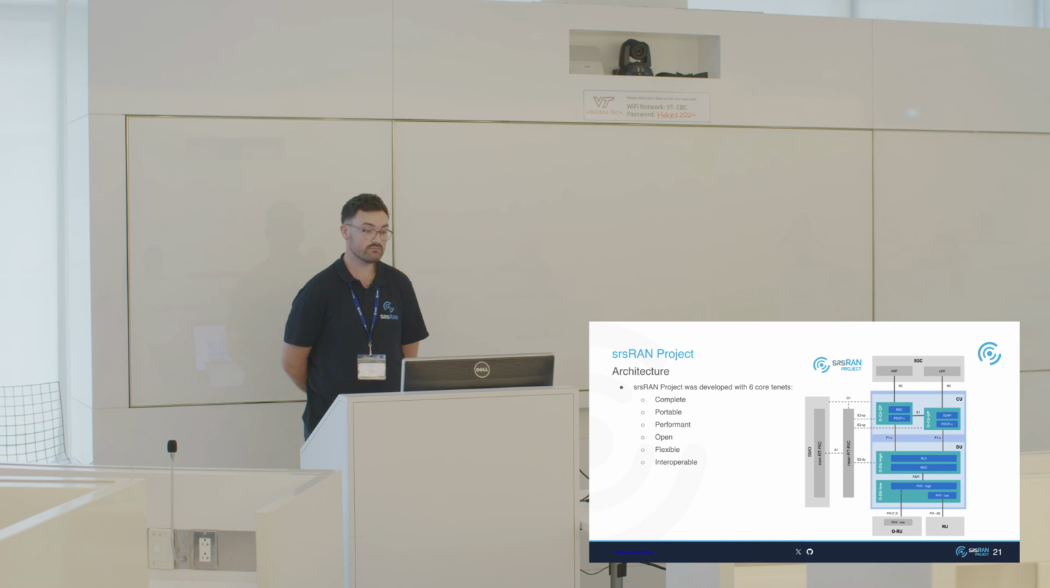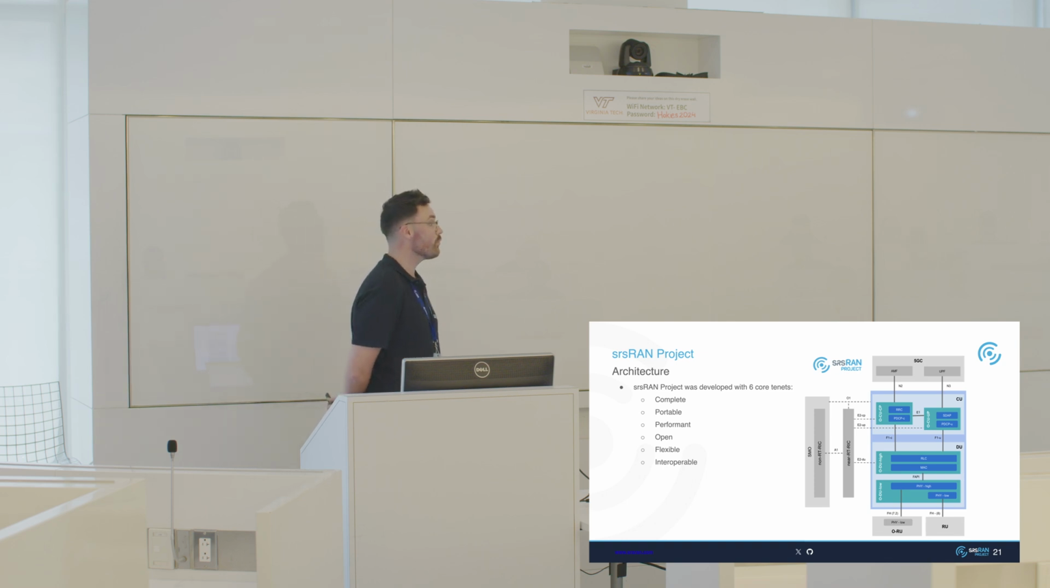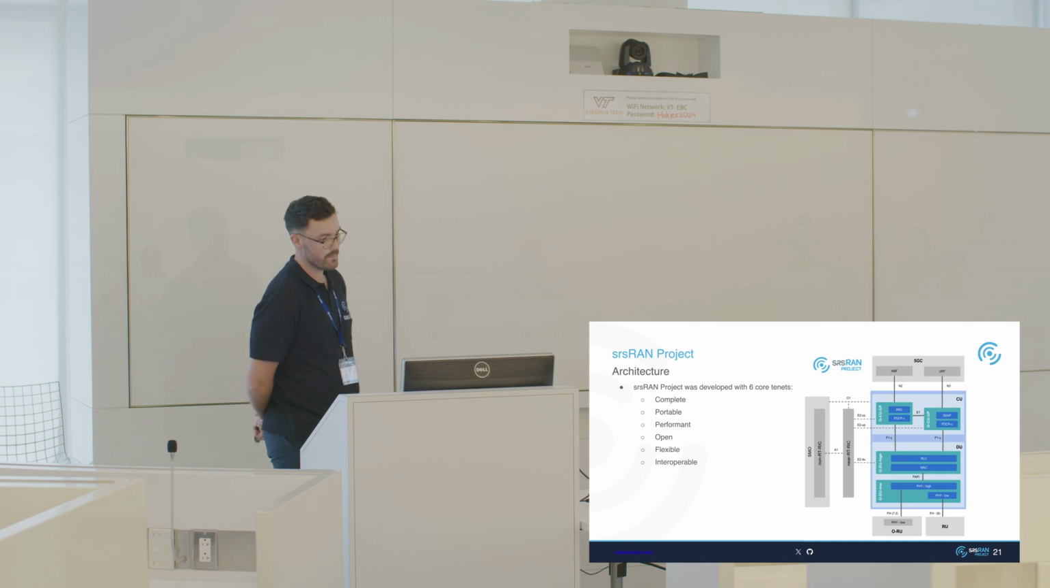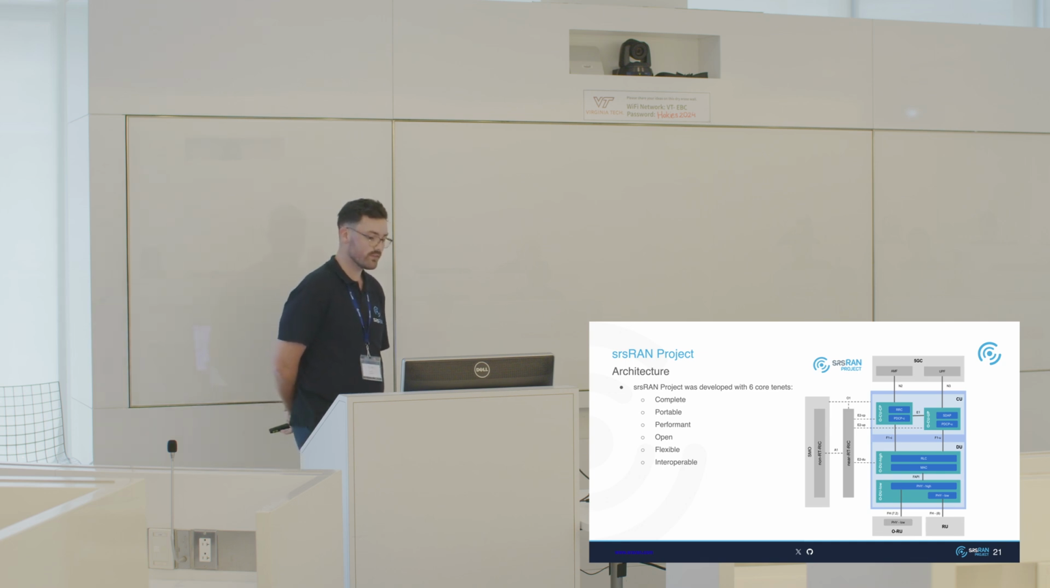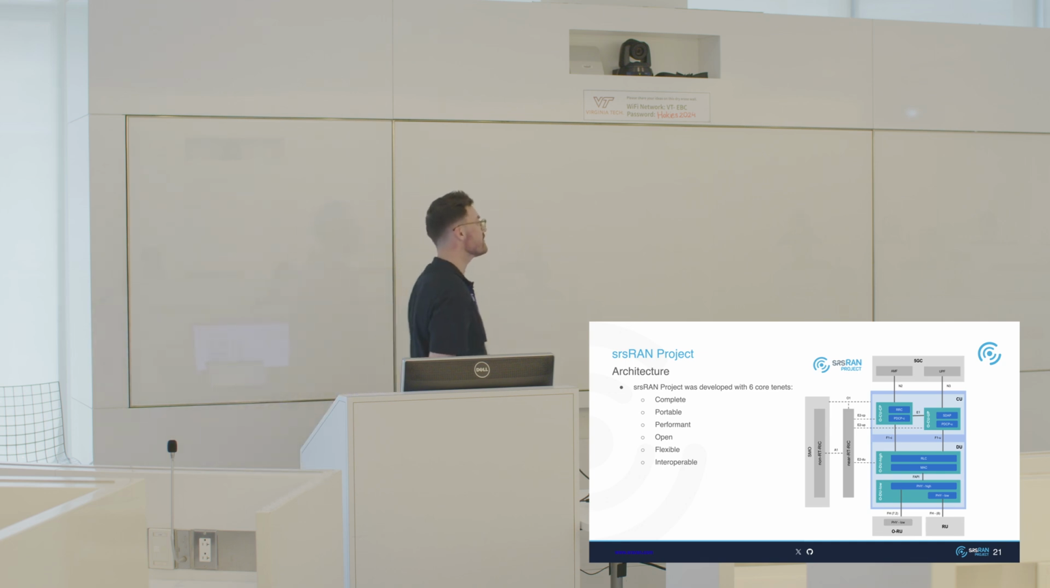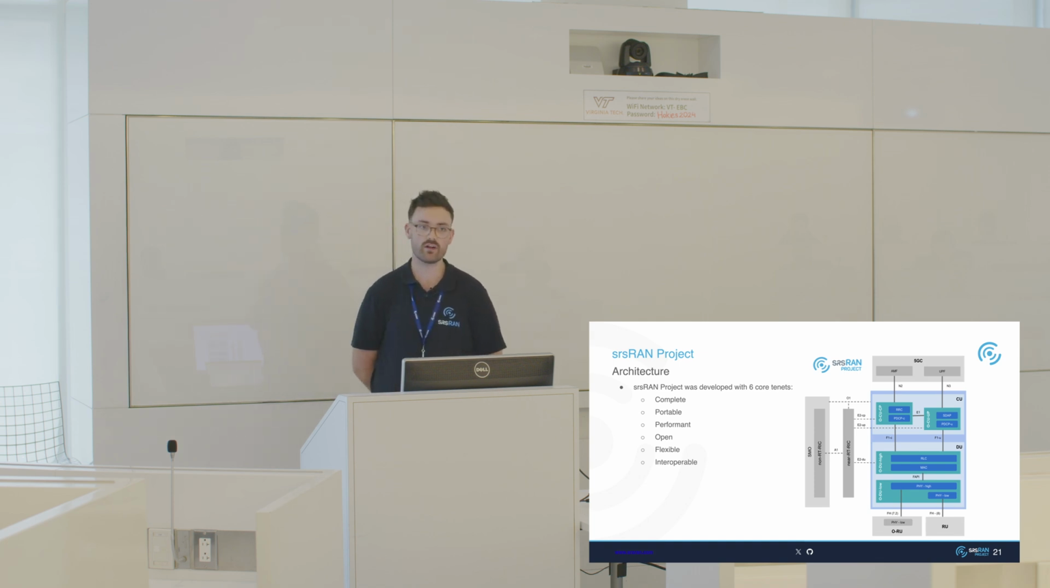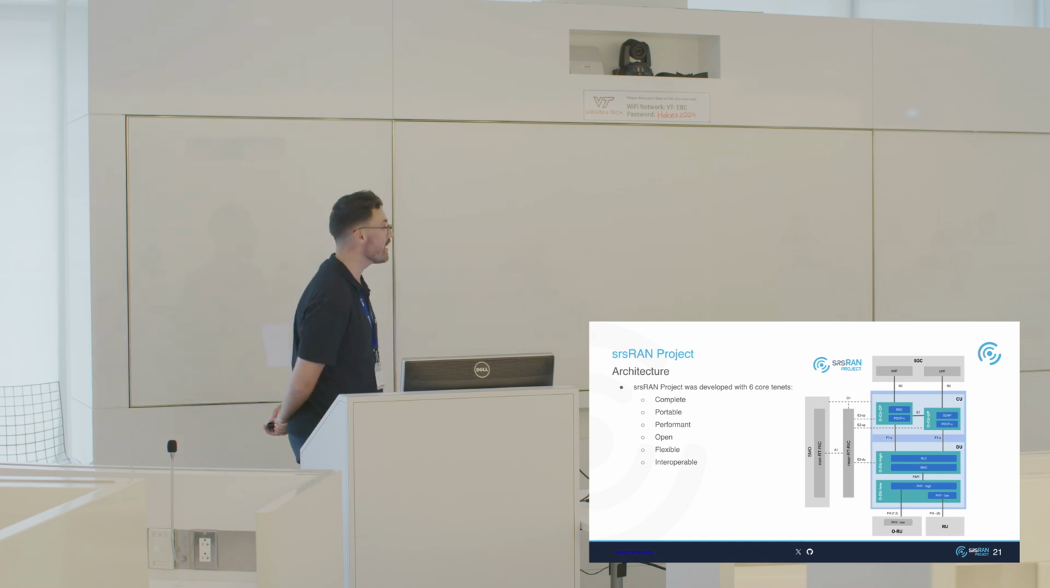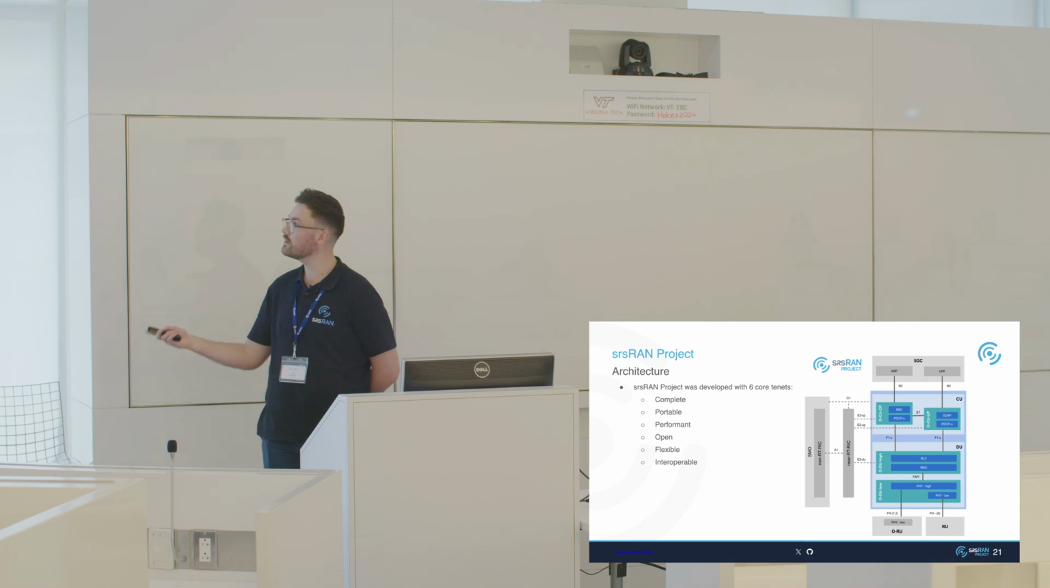It has to be open. That goes without saying. It has to be flexible. It has to work across various use cases. And it has to be interoperable. That is one of the core tenets of Open RAN. Everything has to work together. You can't just have a CU that works with one DU. They all have to work. They all have to talk to each other.